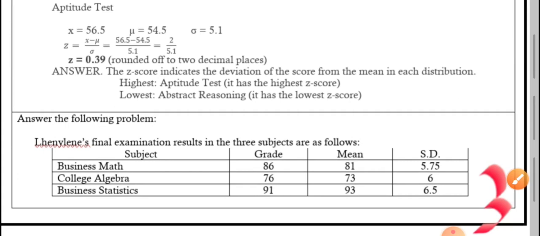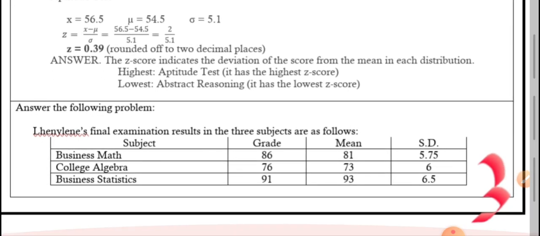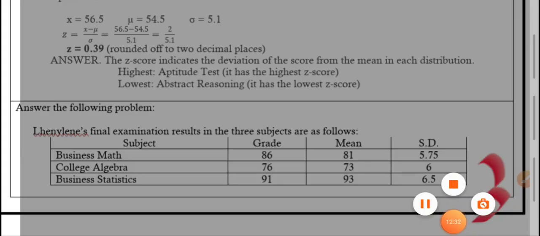Okay, so Lenilin's final examination result in 3 subjects are as follows. Kayo nang bahala gumawa nito. Ang grade ko daw ay 86, 81. Ang standard deviation ay 5.75, 76, 73, 6, 91, 93, and 6.